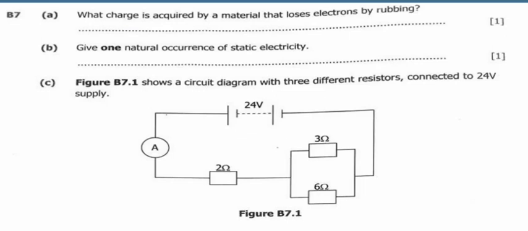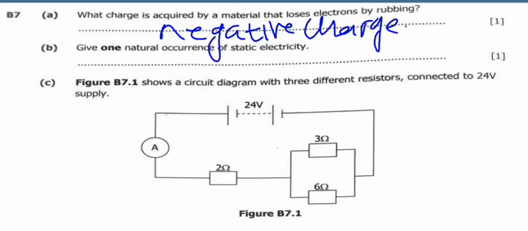Question 7, which is coming from electricity. Question A. What charge is acquired by a material that loses electrons by rubbing? Okay, so here they are involving the electrons, and electrons are negatively charged. So which means what is going to be acquired here is just going to be a negative charge. So negative charge. B. Give one natural occurrence of static electricity. So static electricity usually occurs in nature by lightning. So we can just say lightning.